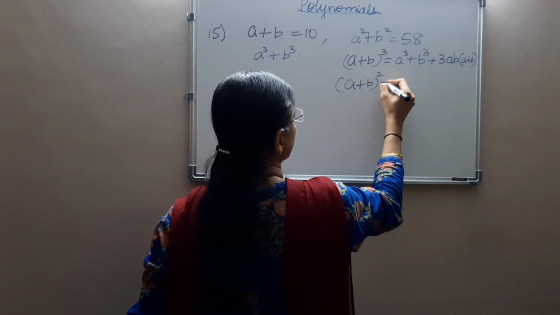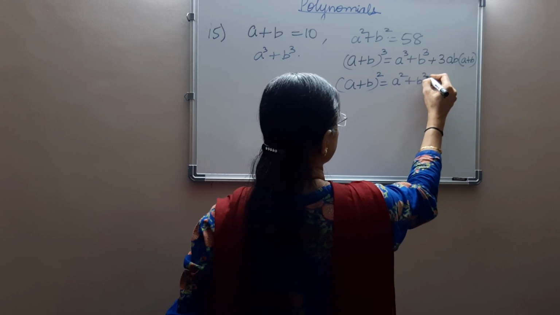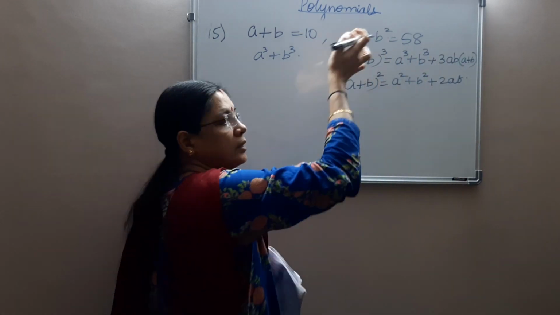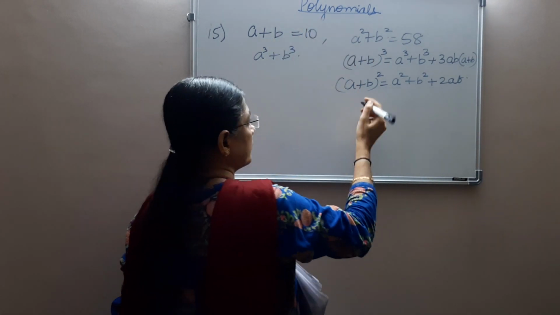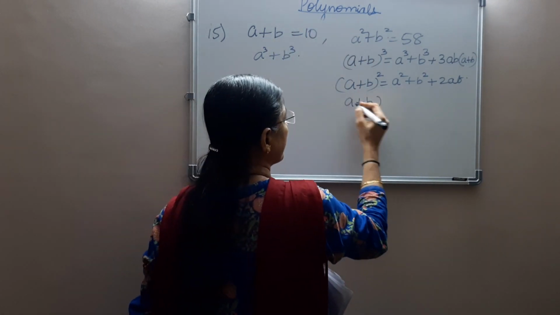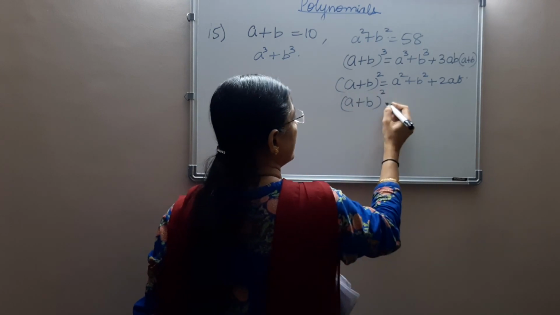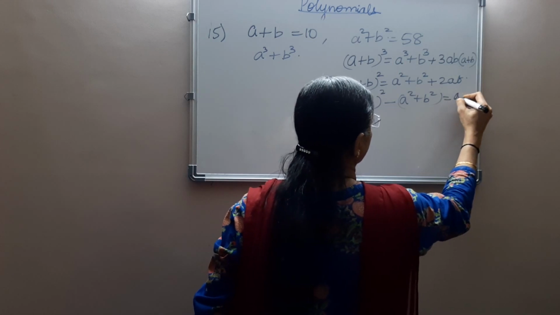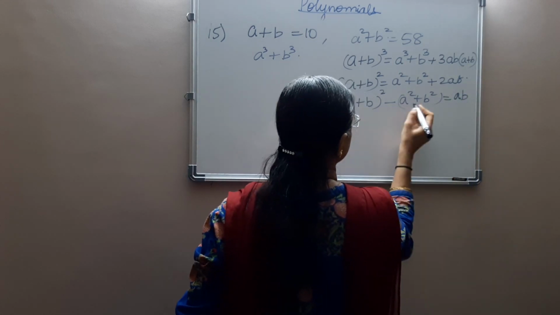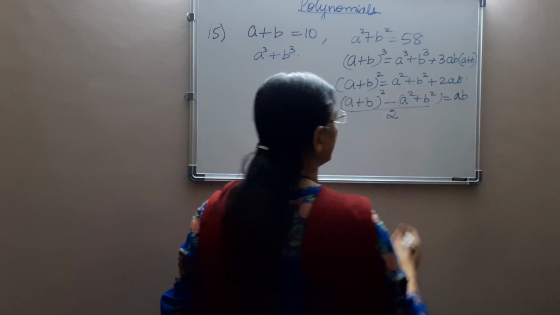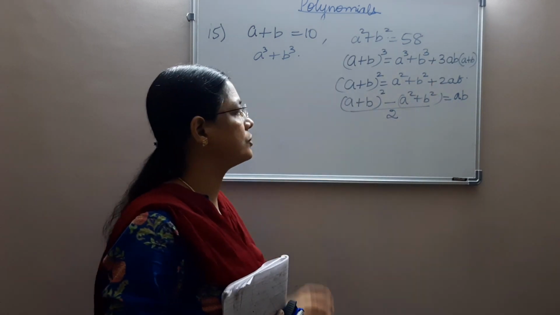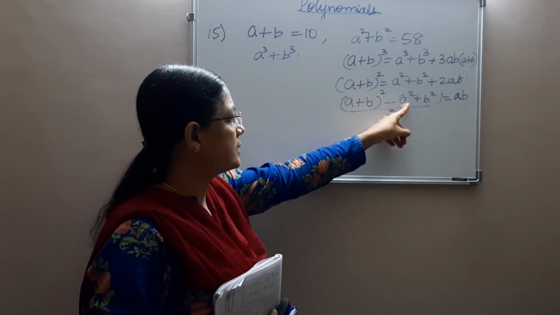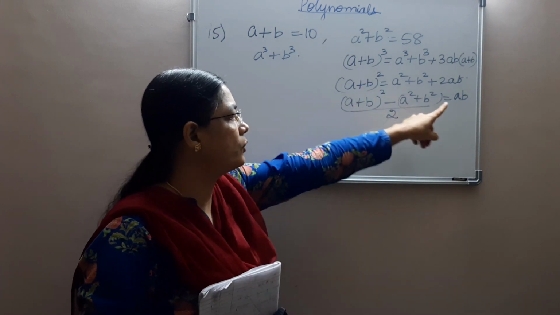A plus b the whole squared is equal to a squared plus b squared plus 2ab. Now a squared plus b squared is already given here for you, and a plus b is also given. So let me use that. A plus b the whole squared minus a squared plus b squared, the whole divided by 2, will give you ab, because we bring 2 to this side. Do you understand this step?